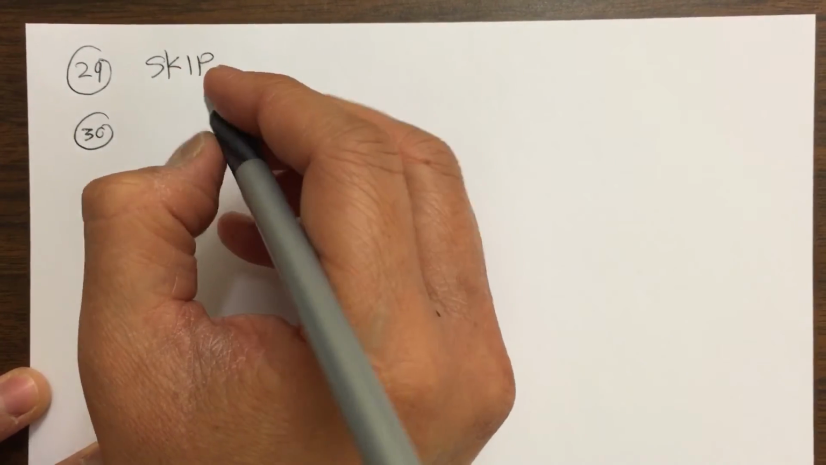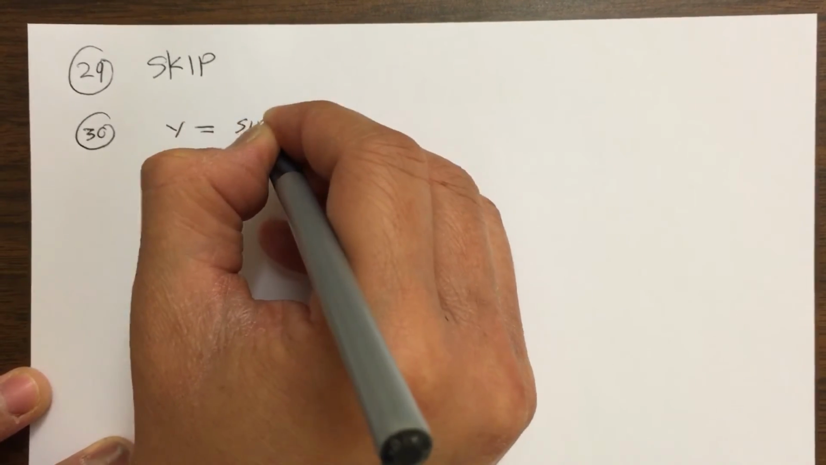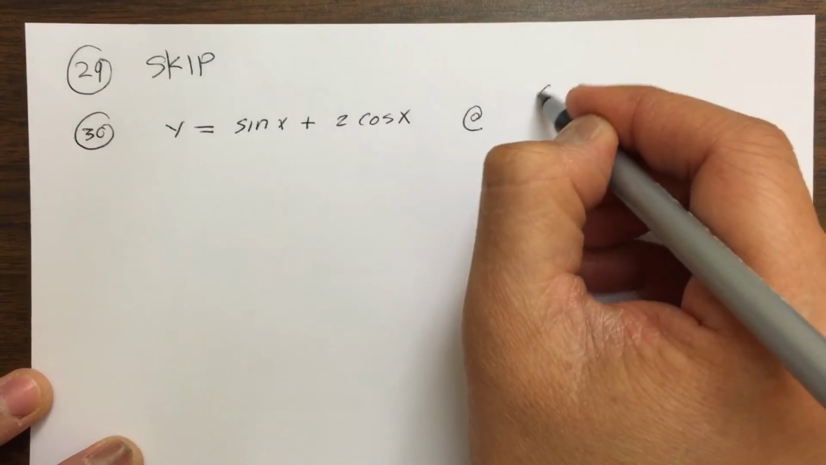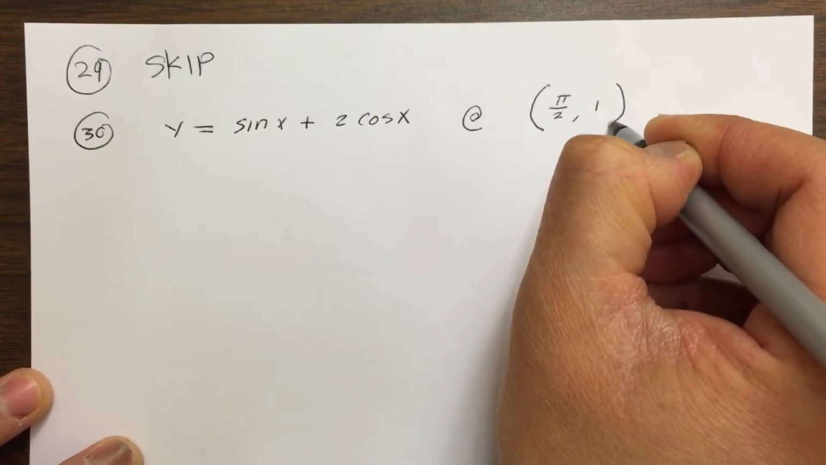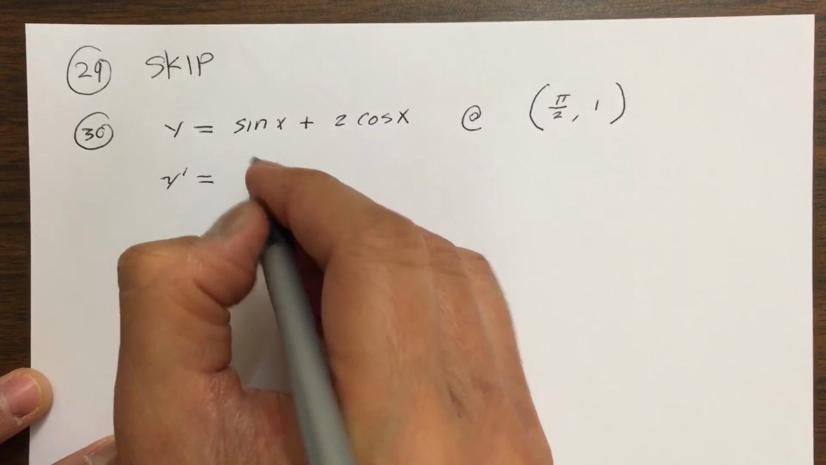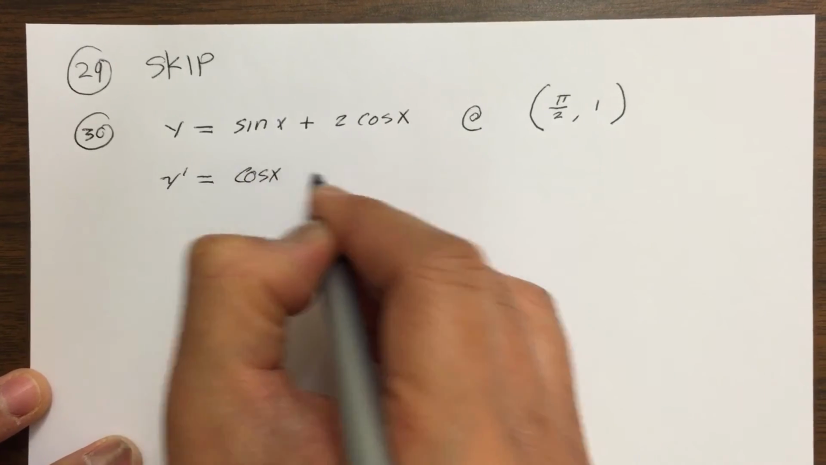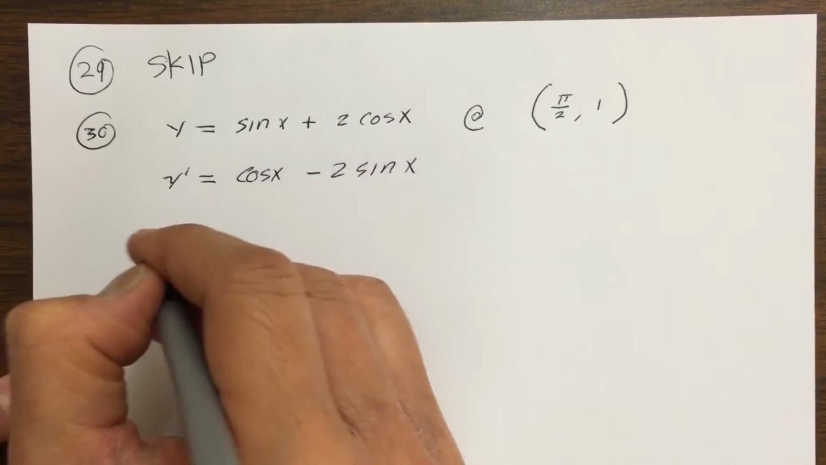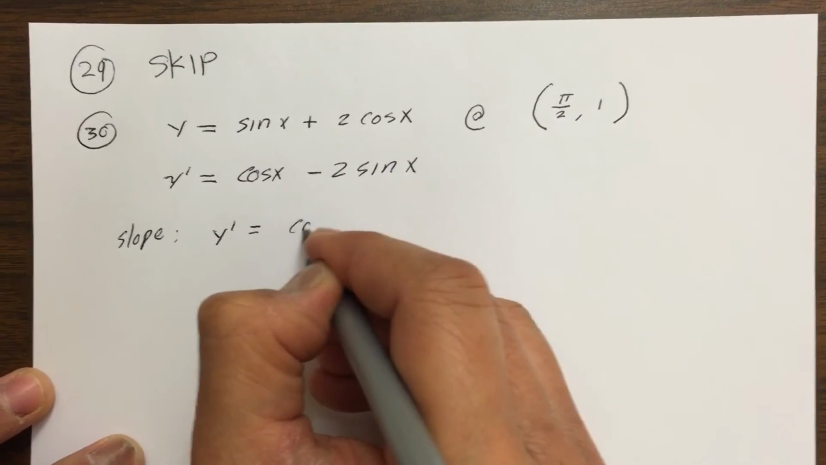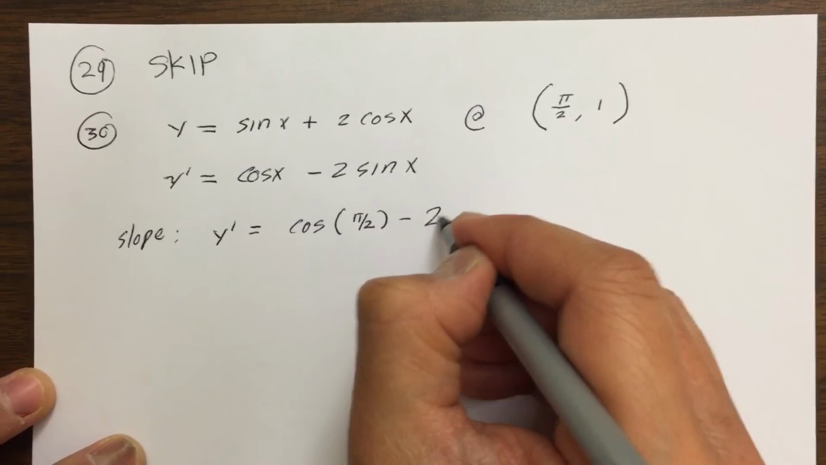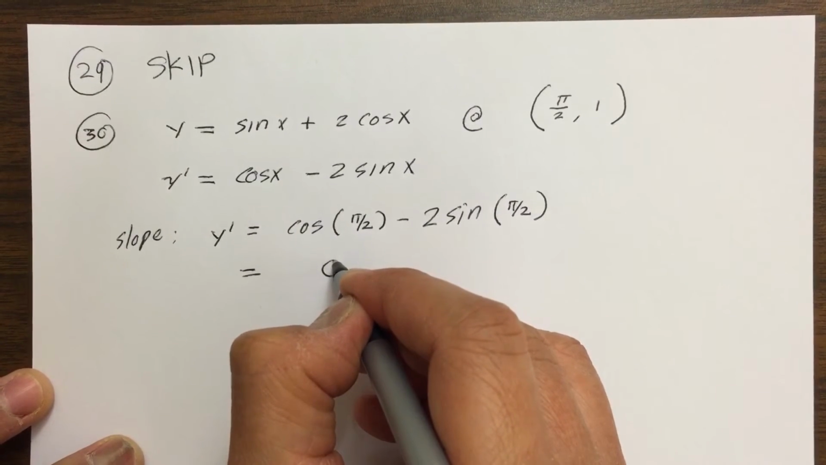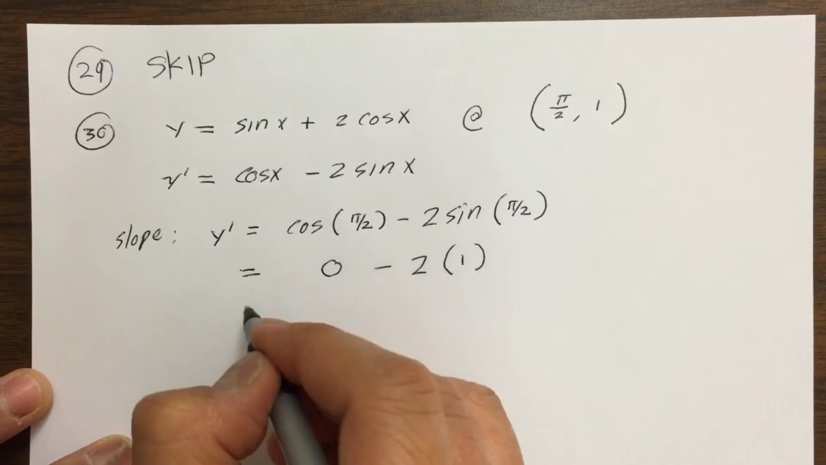Number 30 says an equation of the line tangent to the function at the point is. We begin by finding the slope of the tangent line, which is related to the derivative function, and we find the slope by plugging this into our function. So the slope is cosine of pi over 2 minus 2 sine of pi over 2. Cosine of pi over 2 is 0. Sine of pi over 2 is 1, so the slope is negative 2.